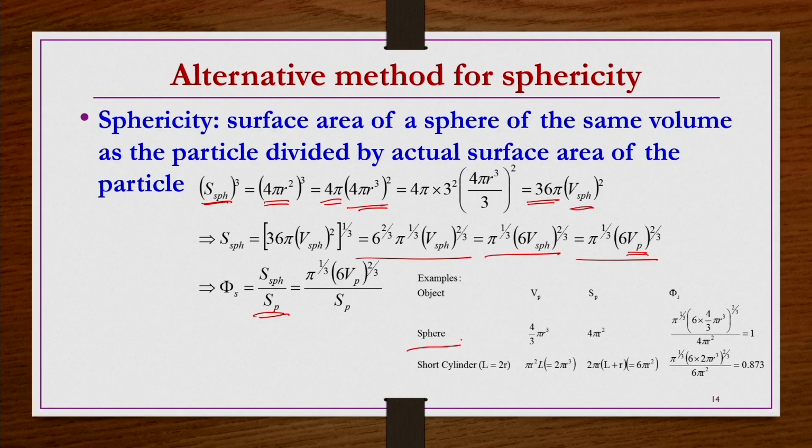So, for example, for a spherical particle, if you take a sphere, Vp is going to be 4 by 3 pi r cube and then Sp is going to be 4 pi r square. This Vp and Sp if you substitute here, you get sphericity as 1, the same as the previous result. If you take a short cylinder with L equal to 2r, then Vp is 2 pi r cube, or pi r square L, and then Sp is 6 pi r square, or 2 pi r (L plus r). These things if you substitute here in the pi s definition, you get 0.873, that is the same as the value we got previously. So, this is how we can get the sphericity of any regular or irregular material.